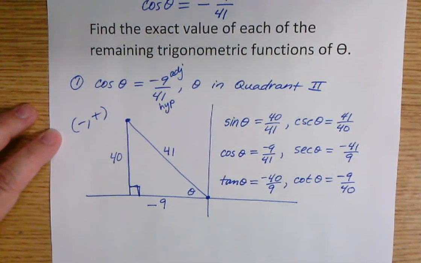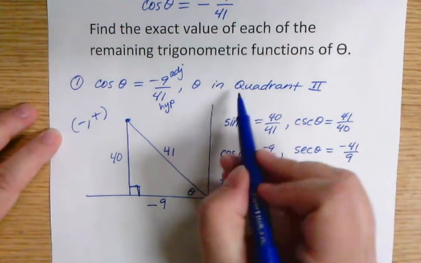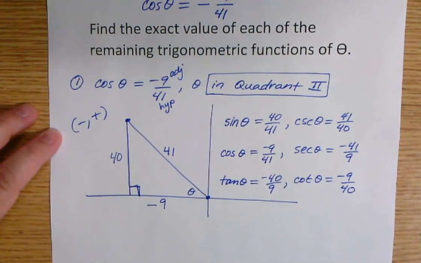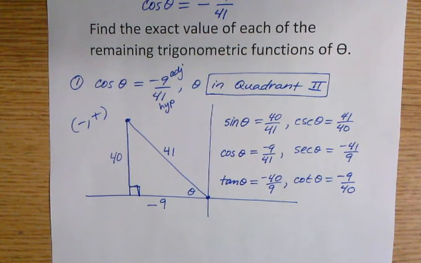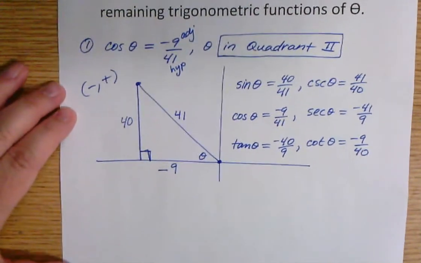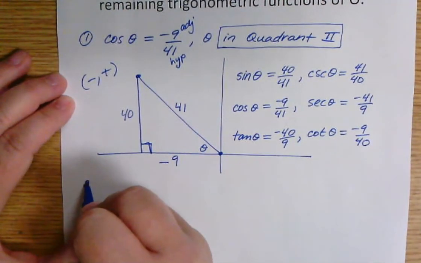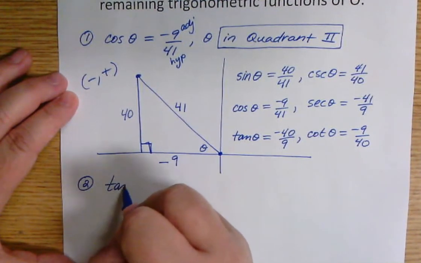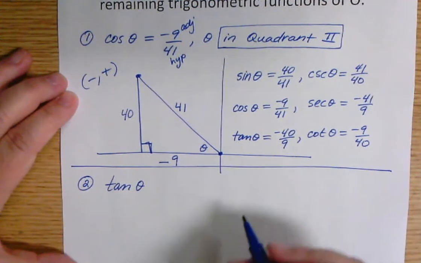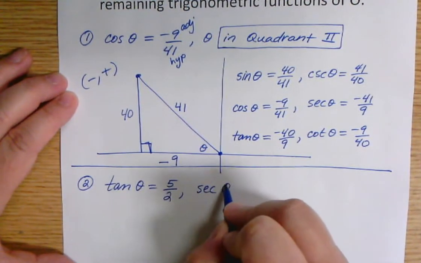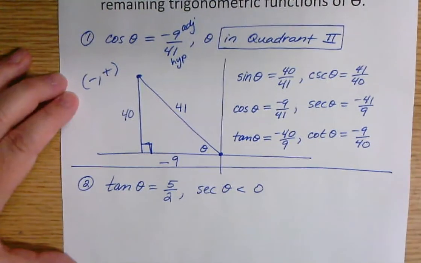Okay, we're going to do a couple more of these because there's different ways that you can be told this. All right, this time we were told flat out we're in quadrant 2. But just like we were saying, what quadrant are we in? Sometimes we're being asked directly, what quadrant are we in? Sometimes we're told in a more kind of oblique way. Like for instance, let's say we are told that tan of theta is 5/2 and secant theta is less than 0.